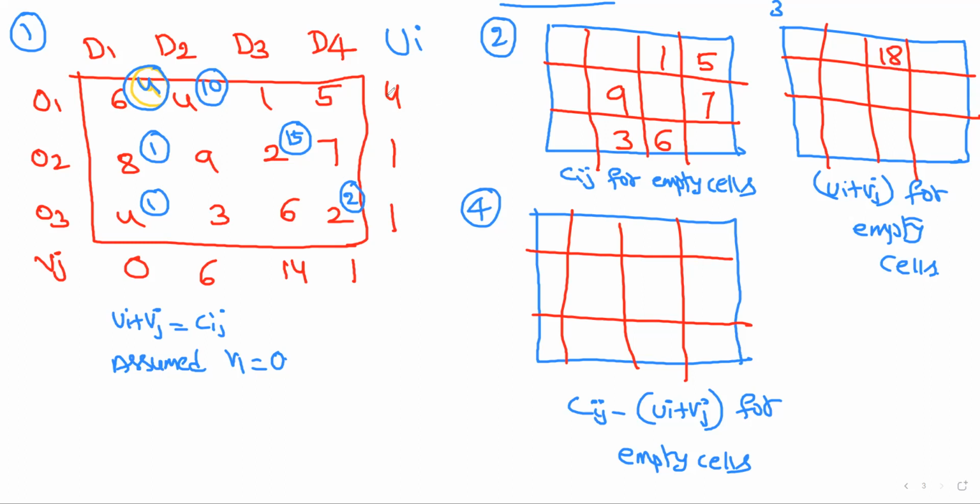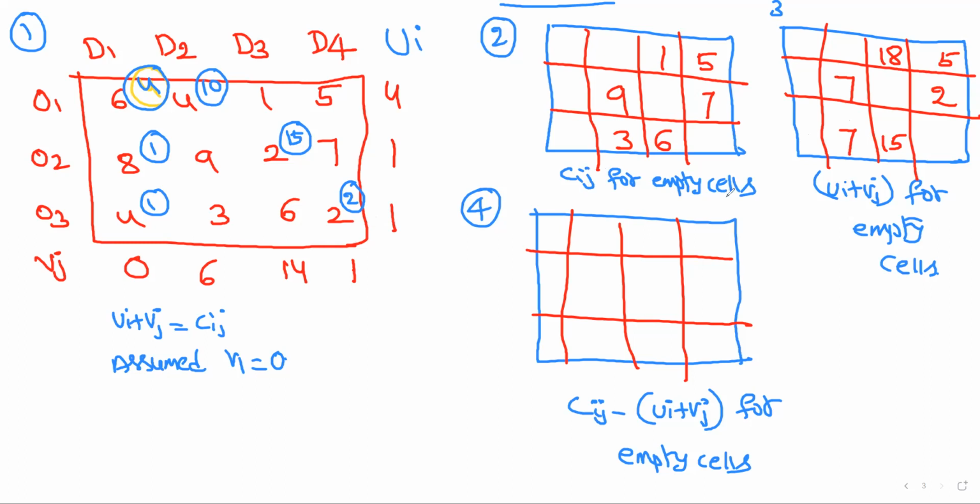Now 5. Corresponding row how much is there? 4. Corresponding column is 1. 4 plus 1, 5. Next 9, the 9th position here. Second row, corresponding row is 1. Column is 6. 6 plus 1, 7. 9th position, 7 will come. For the 7th one, corresponding row is 1. Corresponding column is 1. 1 plus 1, 2. For 3, corresponding row is 1. Corresponding column is 6. 6 plus 1, 7. And 6th position, corresponding row is 1. Corresponding column is 14. 14 plus 1, 15.